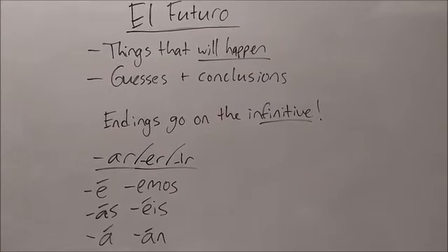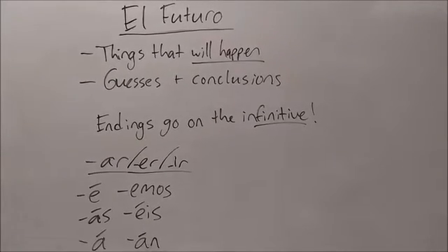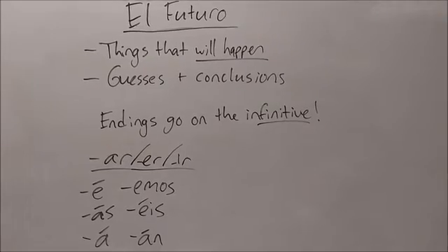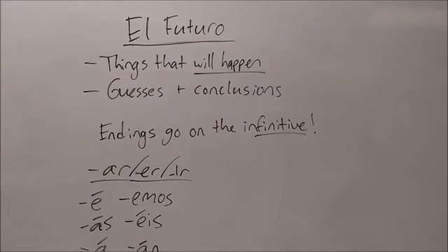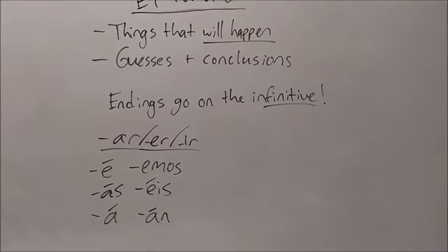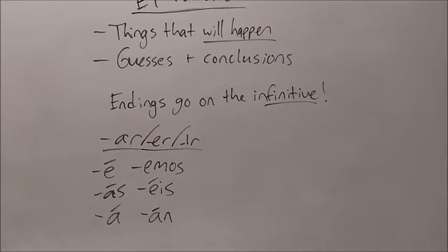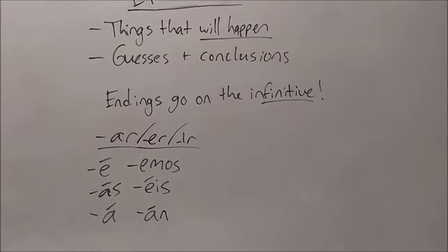Future tense is a little bit different than the other tenses that we've been studying because the endings go on to the infinitive. Normally we remove the AR, ER, and IR at the end, but in the future tense we don't. So the endings are down here. All the endings are the same for AR, ER, and IR verbs. It goes é, ás, á, emos, éis, án.